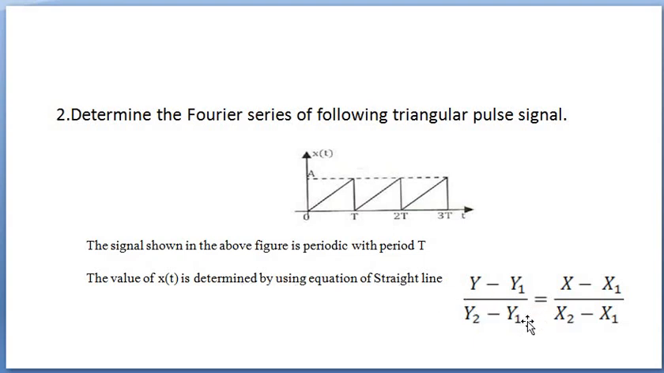line, that is (y minus y1) divided by (y2 minus y1) equals (x minus x1) divided by (x2 minus x1). Here x1 value is 0 and y1 value is 0, and x2 value is T, y2 value is A.